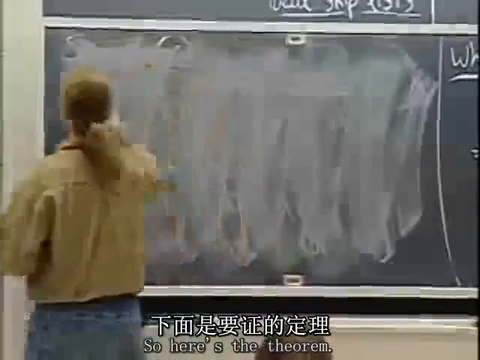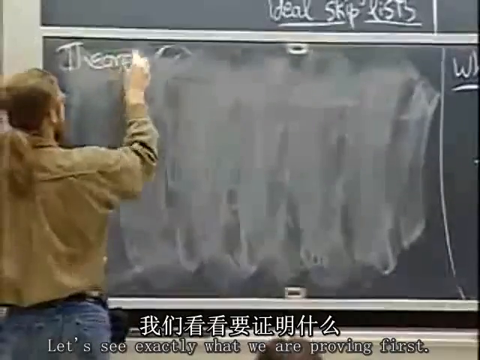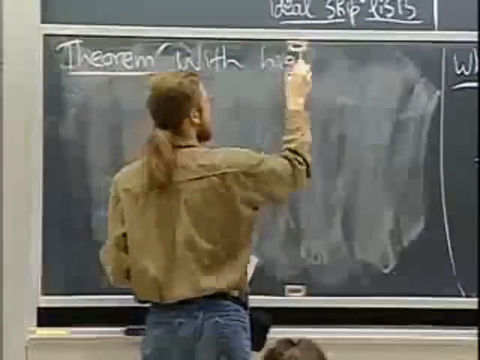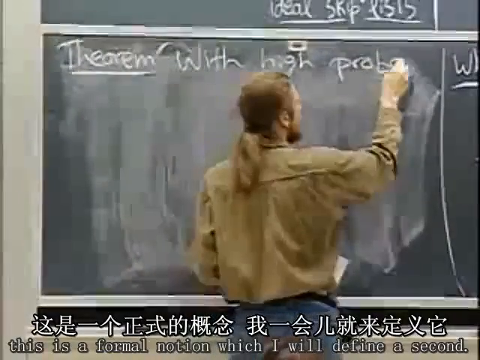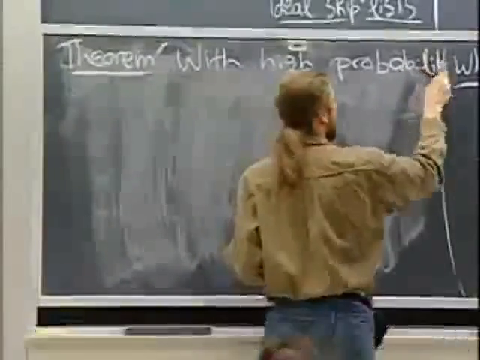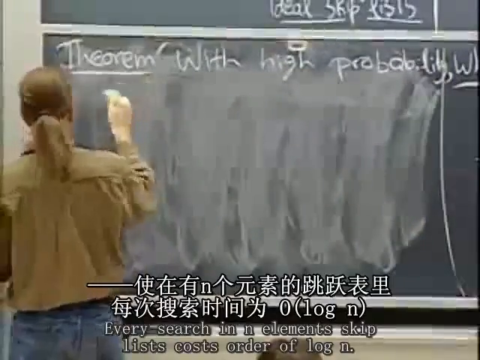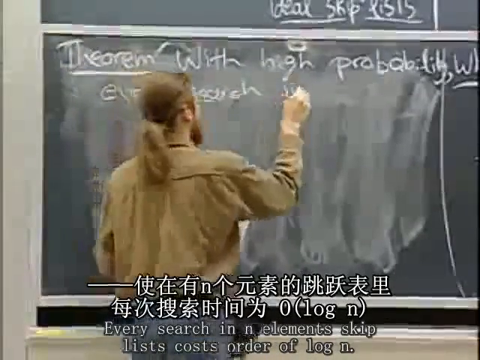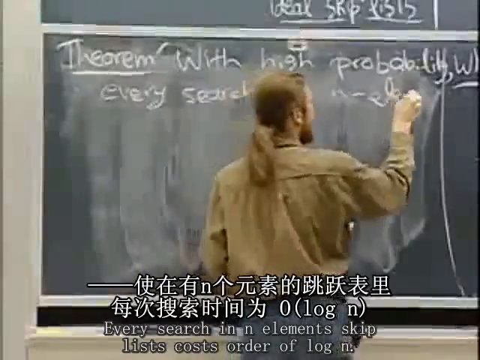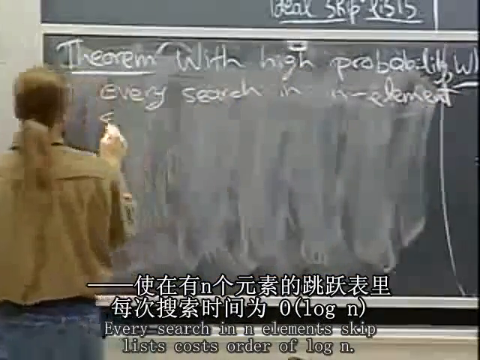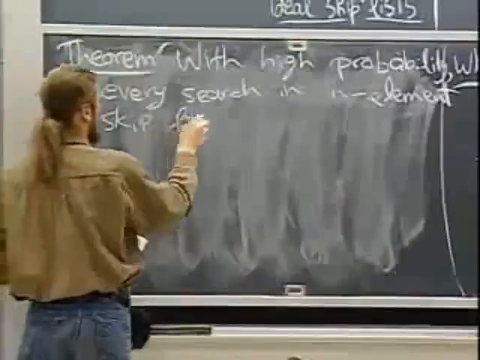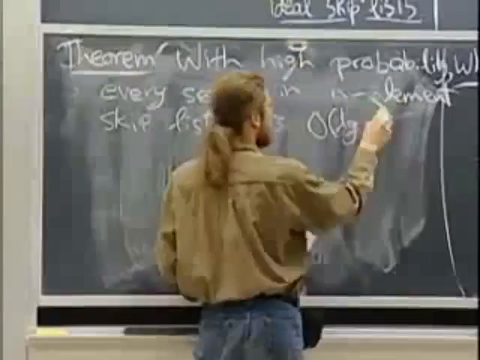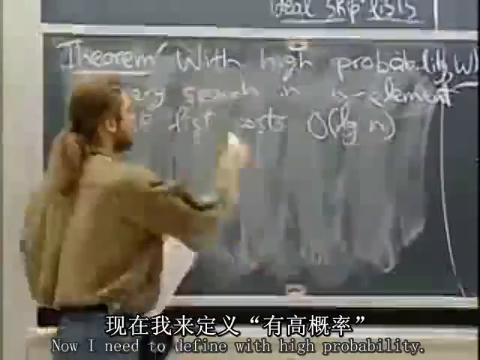So here's the theorem. Let's see exactly what we're proving first. With high probability, this is a formal notion, which I will define in a second, every search in an n element skip list costs order log n. So that's the theorem.